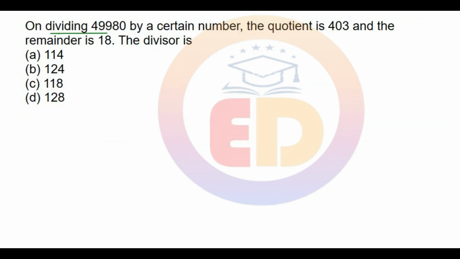On dividing 49,980 by a certain number, the quotient is 403 and the remainder is 18. What is the divisor? Let us understand all these terms first.